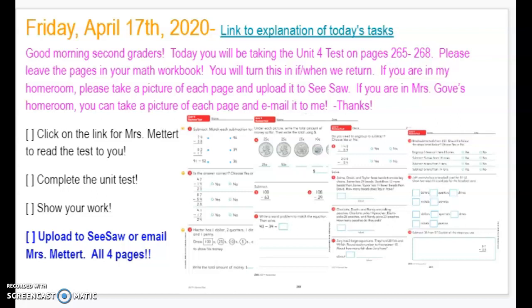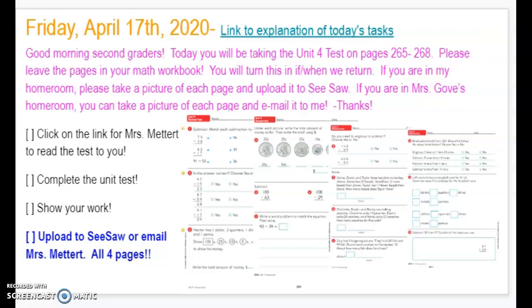Today you are going to be taking your Unit 4 test. So I want you to open up your math book to page 265. You can leave the test in there. And we are going to complete 4 pages for our math test. So I want you to do this without any of Mom or Dad's help, so Mrs. Mettert can see how you do on the math test on your own.